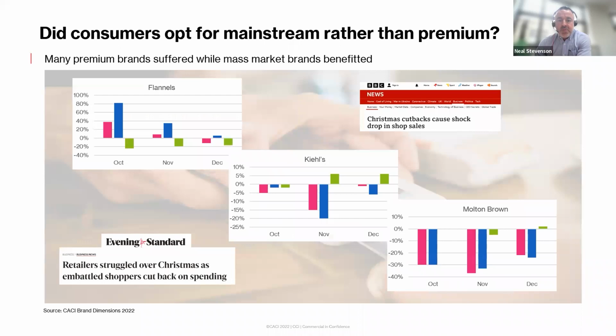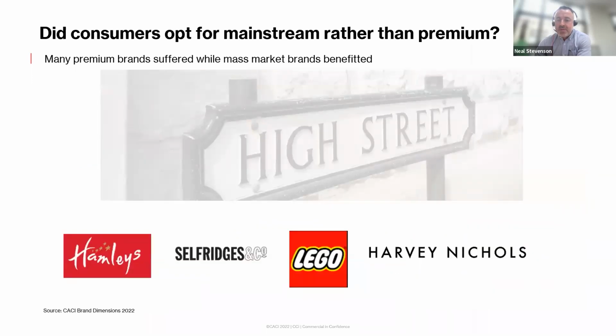So we saw the super premium brand Breitling have a good trading period, but the reality is that Breitling is out of reach of most consumers, and the high street brands that are in reach also had a tough time. Premium gifting retailers like Flannels, Kiehl's and Molton Brown saw significant sales decline across the period, with consumers seemingly moving more towards those mainstream brands. However, not all premium brands suffered.